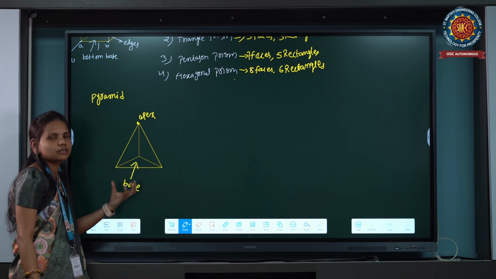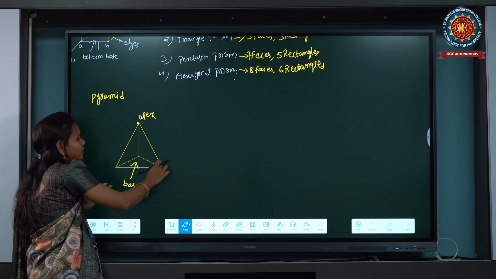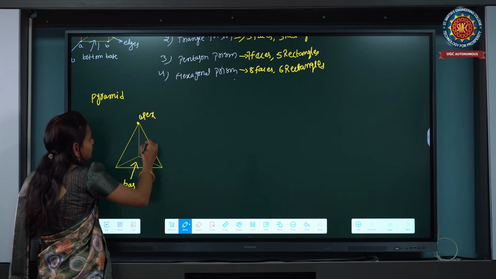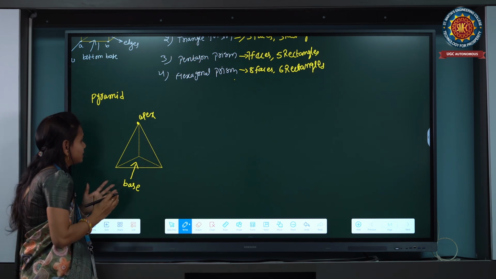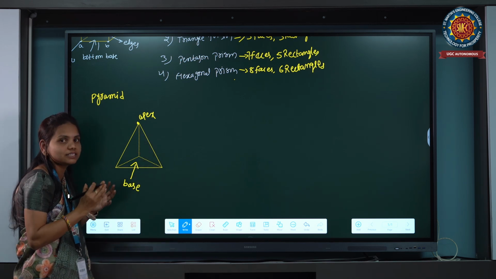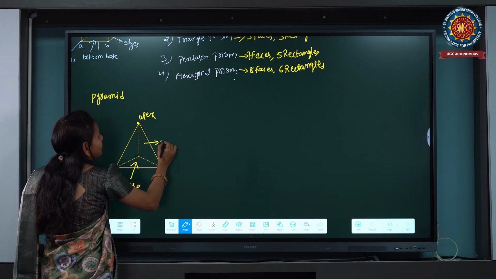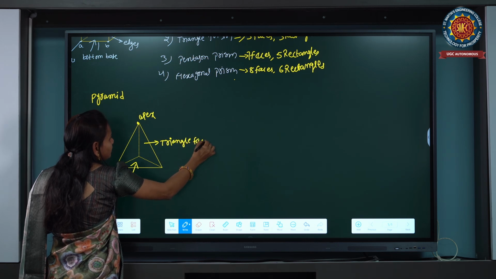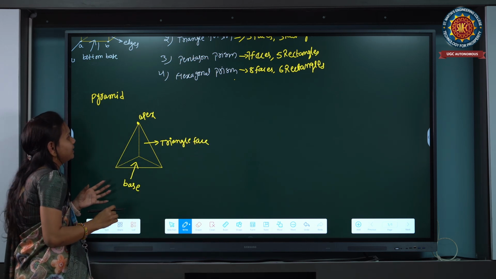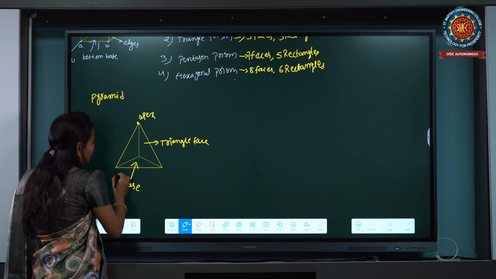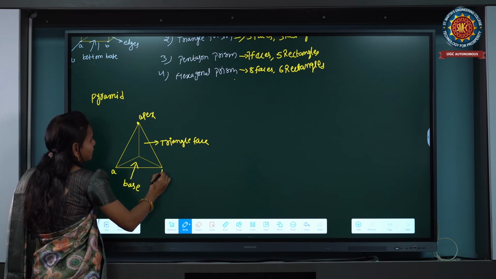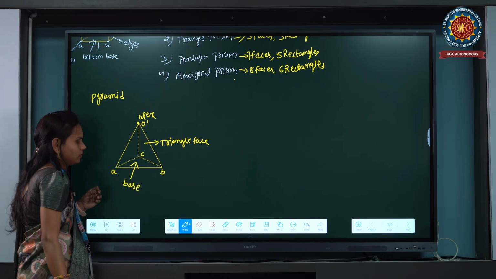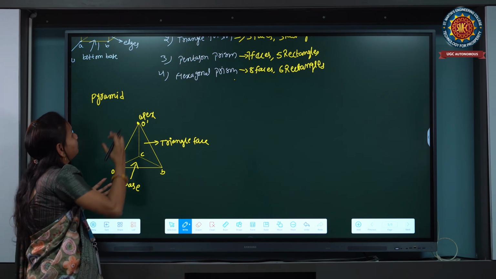All the corners meet at one point. All the corners meeting at one point, we call it the apex point. In this pyramid, the base and apex are connected by other faces, which are called triangle faces. In this pyramid, we have one base, here we give the name A, B, C, and the apex point O dash.